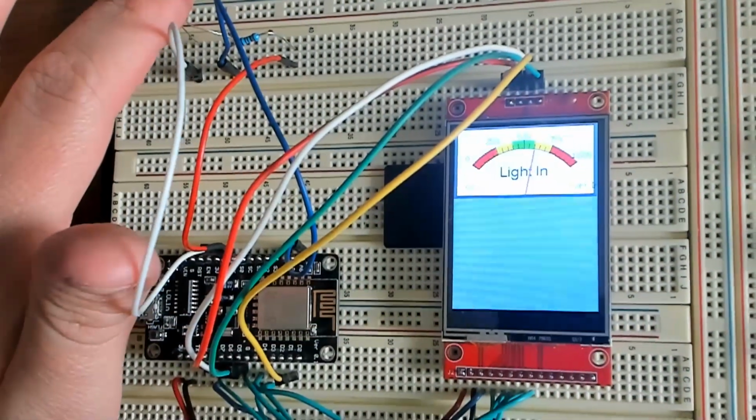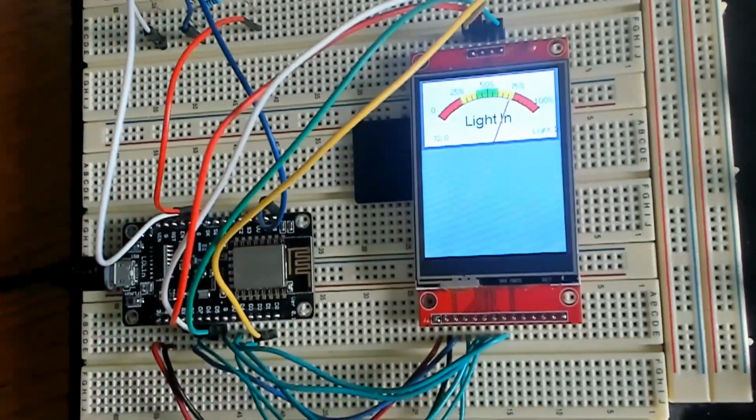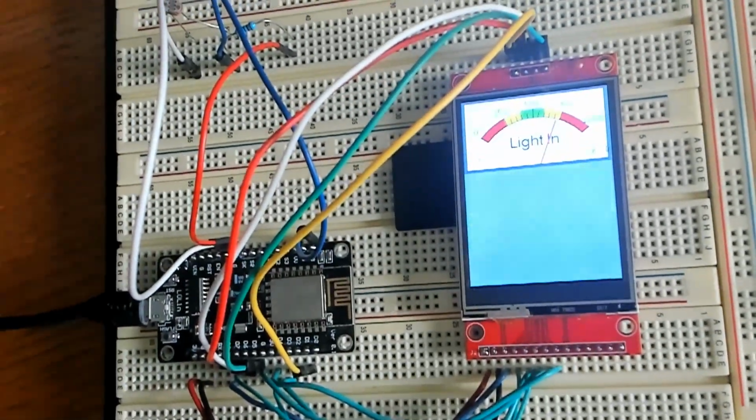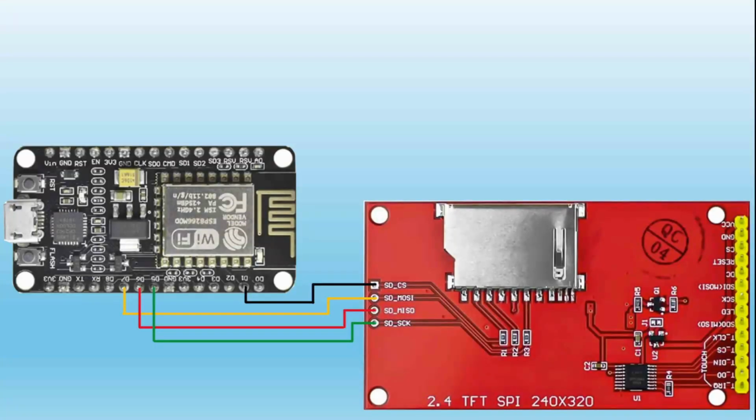Now when we're connecting the SD card, we need that MISO pin because the SD card requires two-way communication to read and write data. You may have noticed that two of the SPI connections from the display and the SD card share a connection, that is the MOSI connection at D7 and the SCK connection at D5. And for the SD card, the MISO connection is at D6 and the CS connection is at D1.